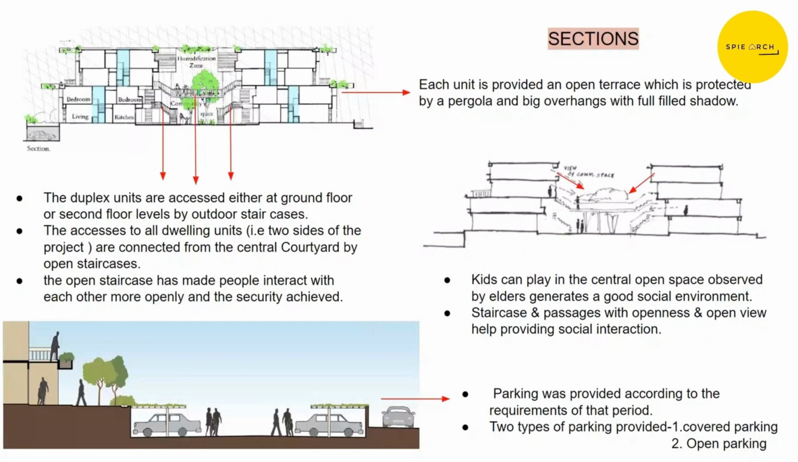So these are the sections of the same apartments. We can see that the two apartment blocks are connected with proper open staircases, and these staircases make people interact with each other openly, and also provide security. Also the apartments are designed very well, because open terraces are provided, which are properly protected with pergolas and overhangs, and these also provide shadow to the bottom of the building. The central space helps in visual connection, and kids can play there, and the parents can also keep an eye on them.